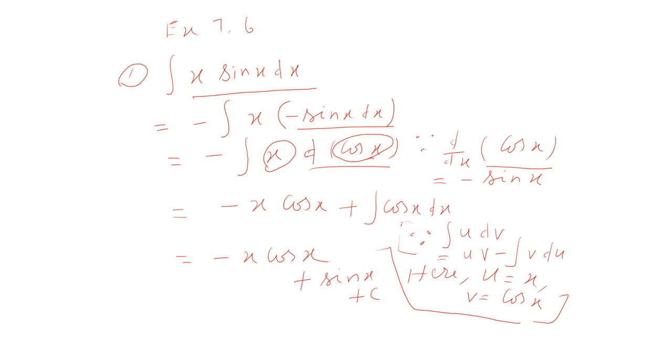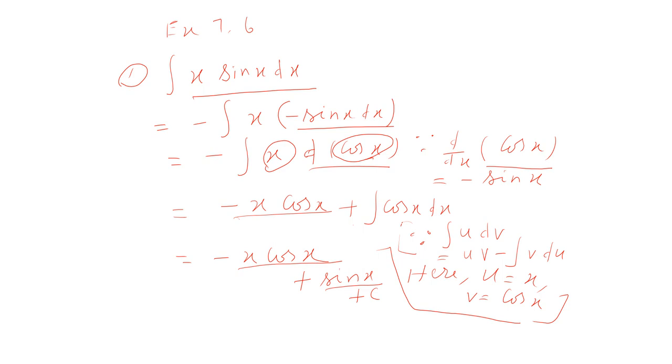Minus sign is already there outside. Therefore, it gets reduced to minus x cos x. Minus into minus will become plus integral cos x dx. Now, the final answer will be minus x cos x plus sin x, since integral cos x is sin x plus c. This is not at all difficult to follow. Understand, it will always be easier.